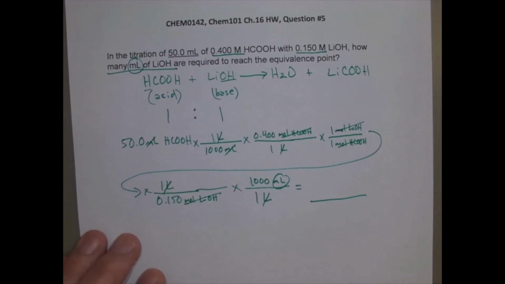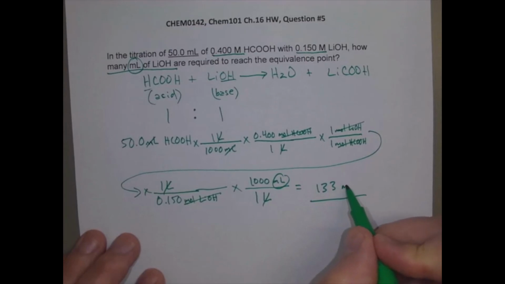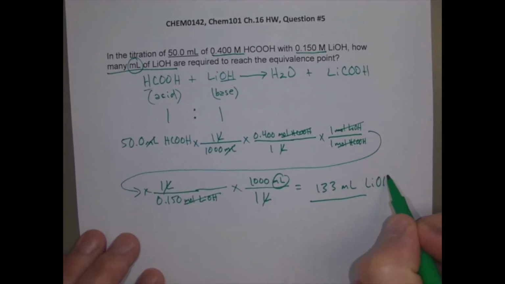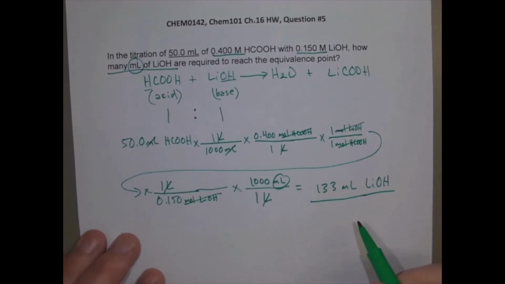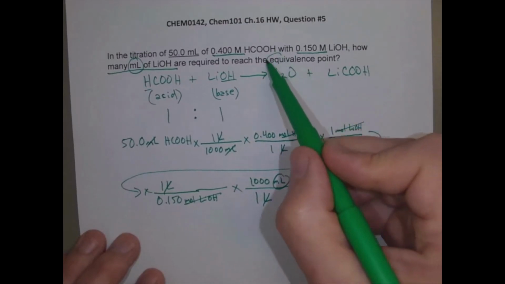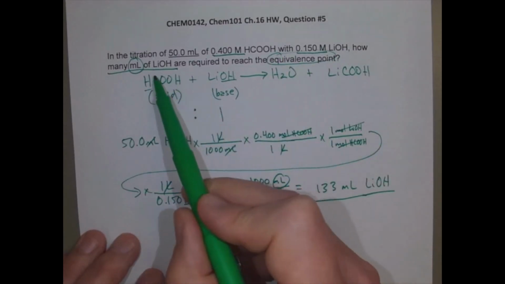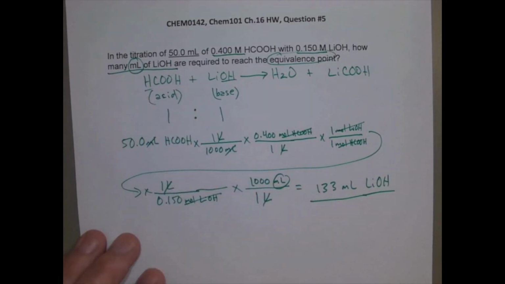So if you punch that into your calculator, what you get is 133 milliliters of this lithium hydroxide solution required to reach the equivalence point. And remember what equivalence point means. That means the point at which this sample acid is completely neutralized. I've just neutralized every one of these formic acid molecules.